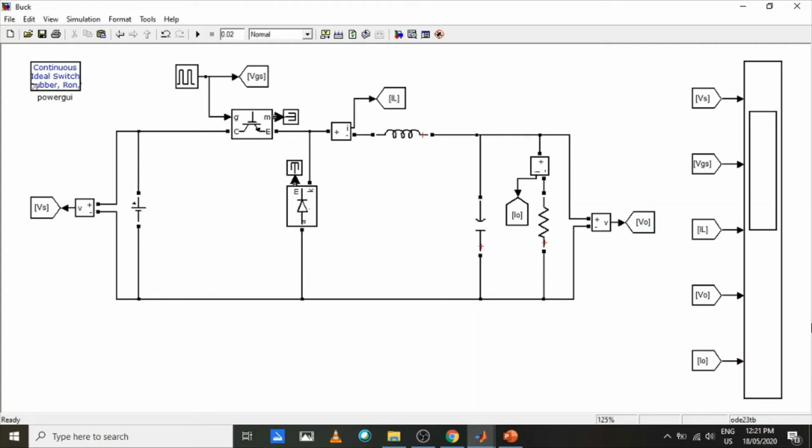For this simulation work, I choose to simulate the buck converter circuit. Throughout the simulation, I will measure the input voltage, control pulse, inductor current, output voltage, and output current.